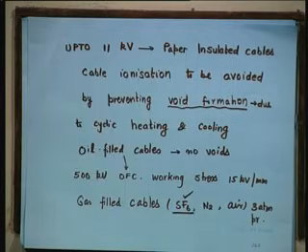Up to 11 kV, paper insulated cables are used. Cable ionization is to be avoided. This you must have read in undergraduate, void formation. This question was very popular: how are voids not formed or allowed to be formed, or if they are formed, how do you get rid of them? This question used to be very important. Why are there voids? Due to cyclic heating and cooling. This is the main reason.